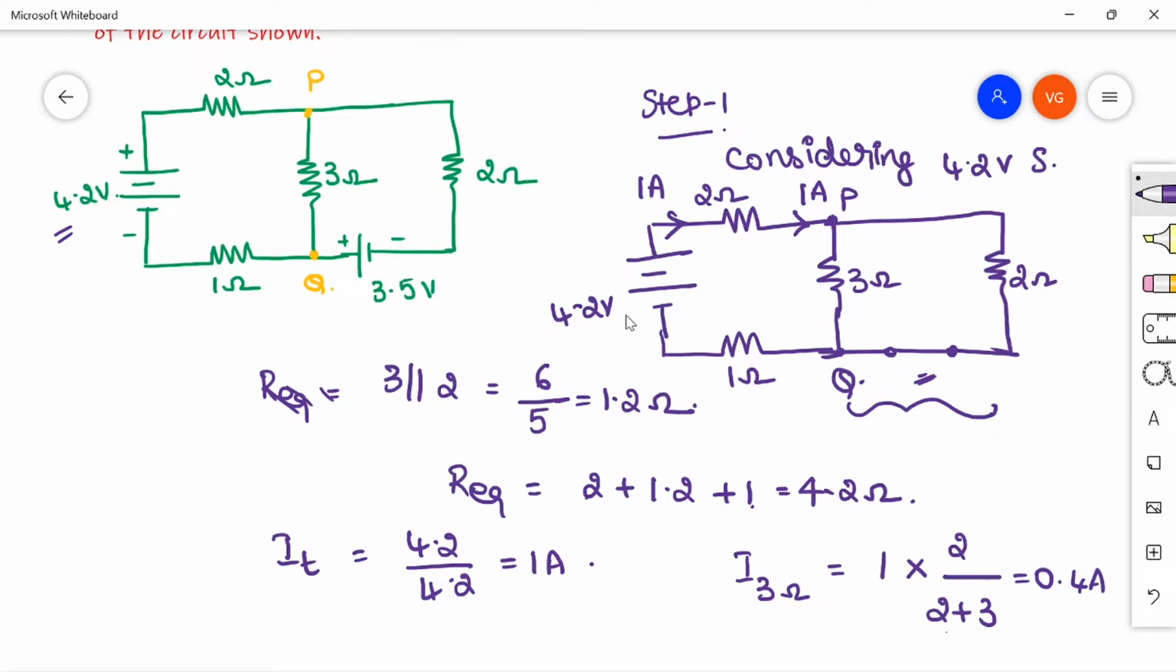of the 4.2 volts. Now we will repeat the same procedure considering the 3.5 volt source and replacing this 4.2 volt source with internal impedance, that is short circuiting 4.2 volts and using 3.5 volts. What is the current that is flowing through PQ? That we will do now.